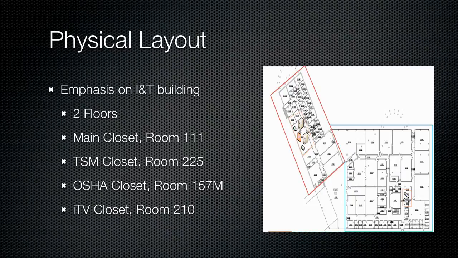For the physical layout, my project has an emphasis on the INT building, the Industrial and Technology building. The INT building has 2 floors, and there are a few main locations located in the INT building. The main closet, room 111, hosts all the servers and the main networking equipment, including the perimeter firewall, the perimeter router, and the main backbone.